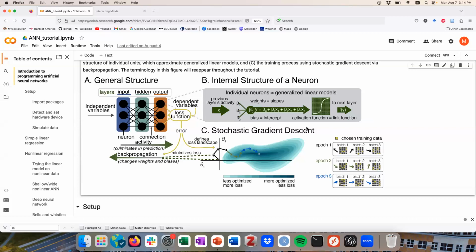If you use something a little bit like a sigmoid here, you get something like logistic regression. So if you have a logistic activation function, you get a logistic regression.